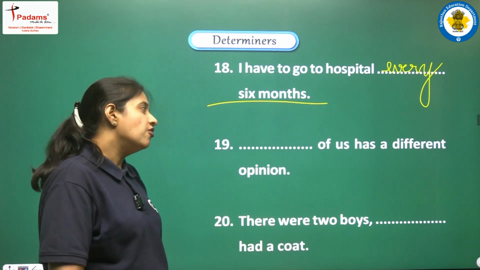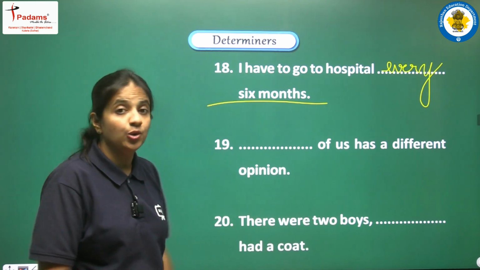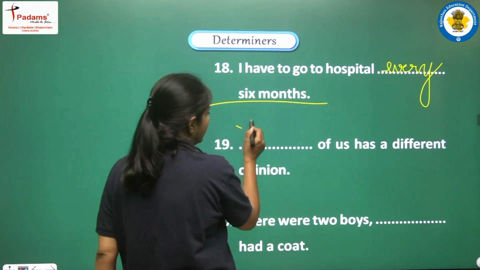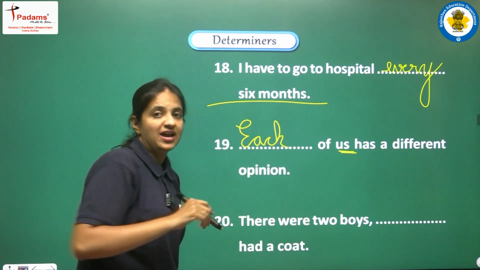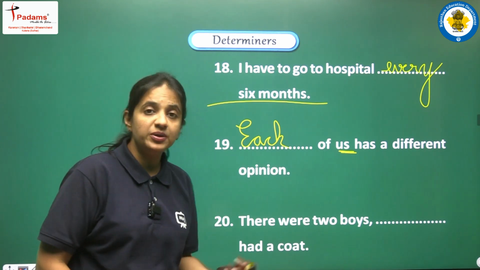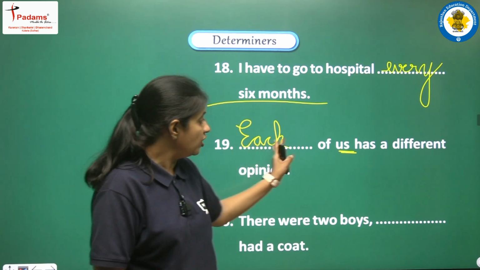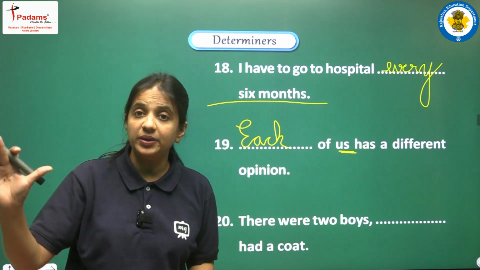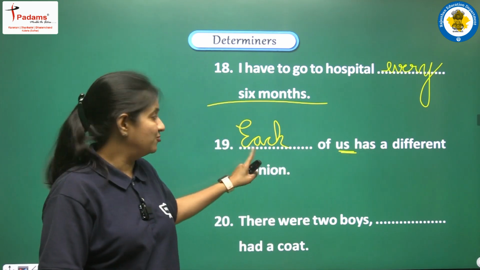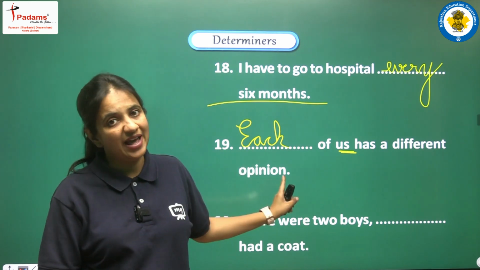Next one, of us has a different opinion. Here we are saying us, so maybe in this group of us we have 3 persons, or 4 persons, and we are saying that each person among us has a different opinion, right. So for that we have to use each here in this blank.